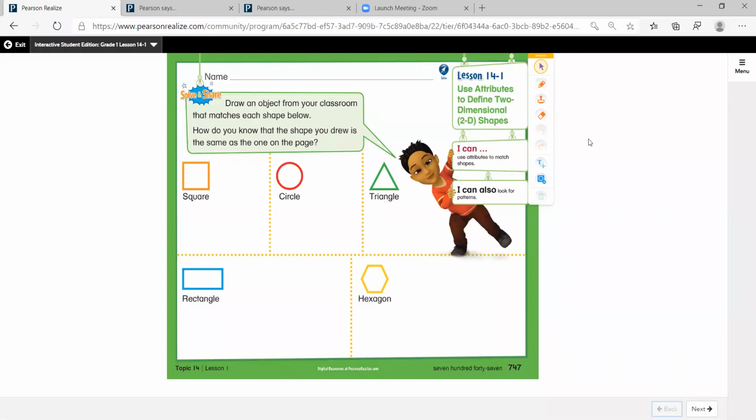Hi, first graders. Today we're going to begin our first lesson from topic 14. And today we're going to be using attributes to define two-dimensional shapes.